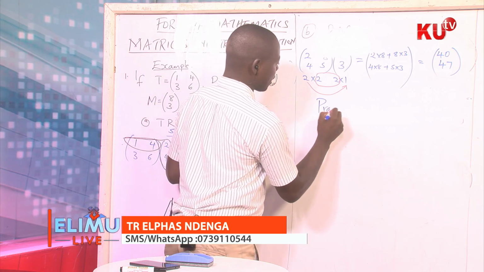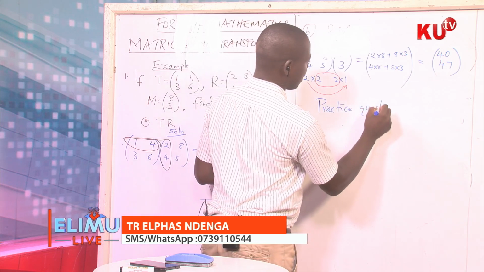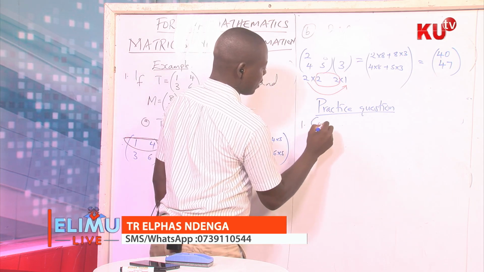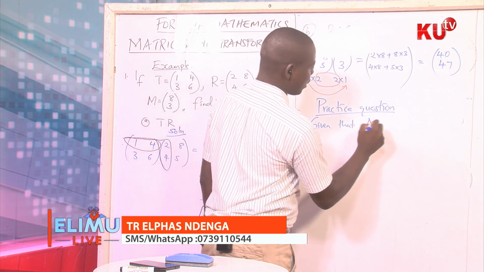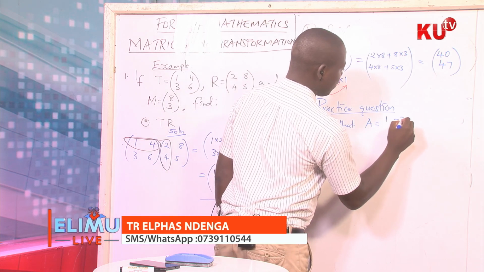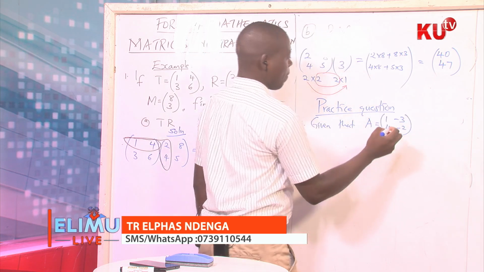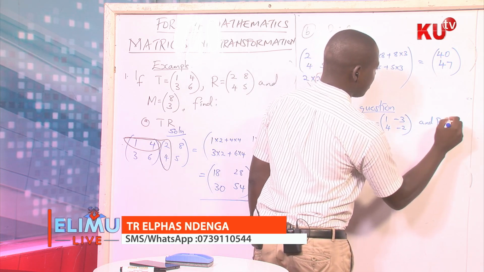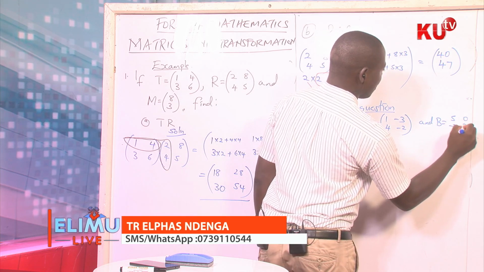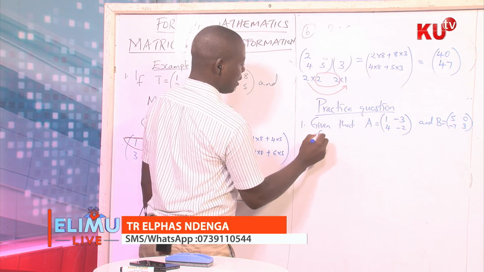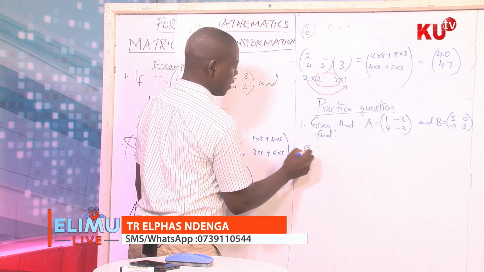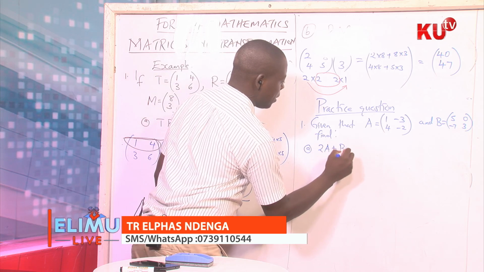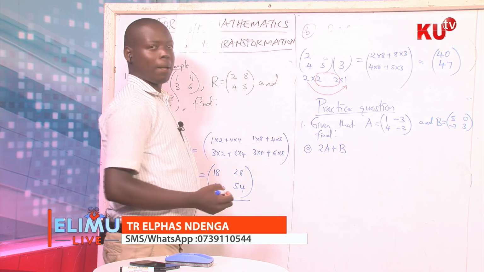So this is your practice question. The practice question is number 1. Given that the matrix A is 1, -3, 4, -2, and B is a matrix 5, 0, -7, 3. Find part A: 2A plus B.